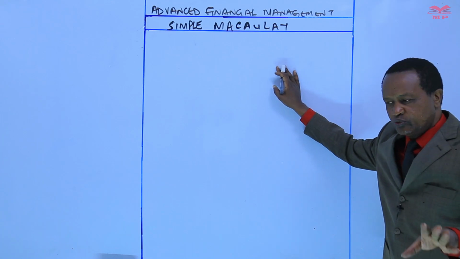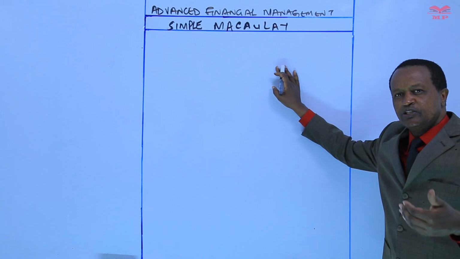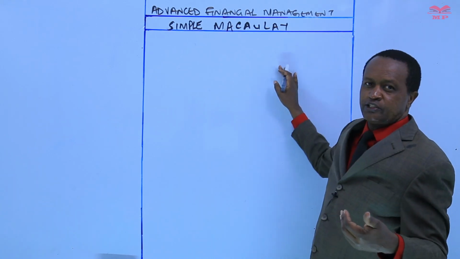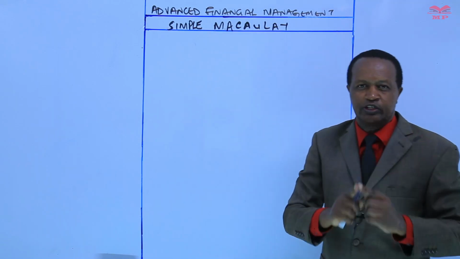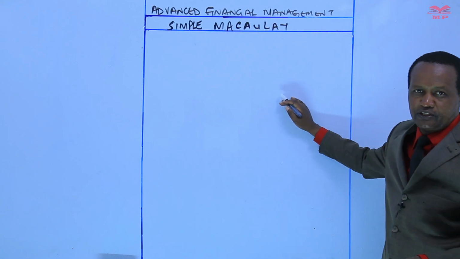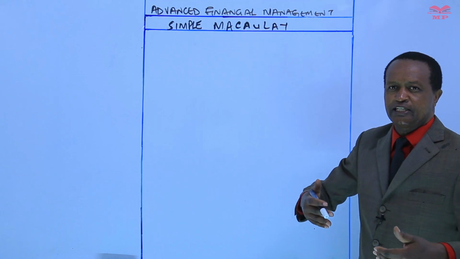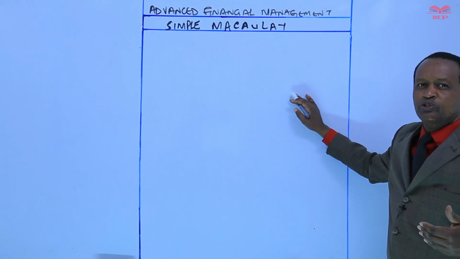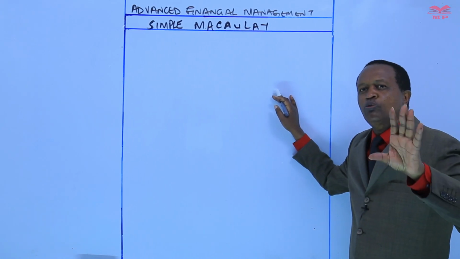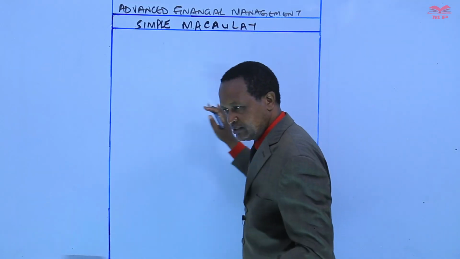So the Macaulay duration is the weighted average length of time to the receipt of a bond's benefit. And the bond's benefit comprise of the coupon and the redemption value, and the weights being the present value of the benefits involved. So the average time taken to recover the cash flow from an investment is not only affected by the maturity date of the investment, but also by the coupon rate, which determines the interest payment.